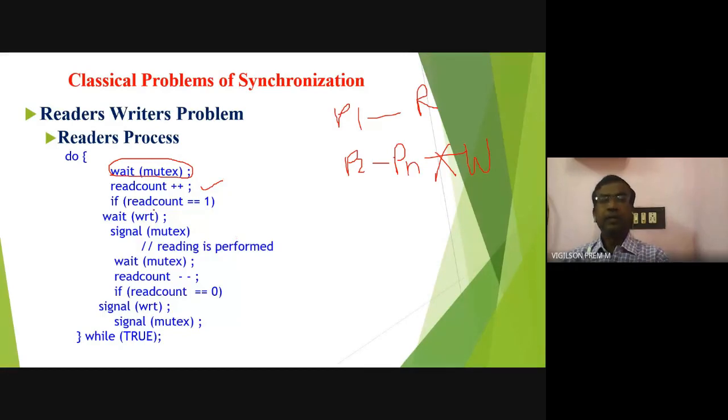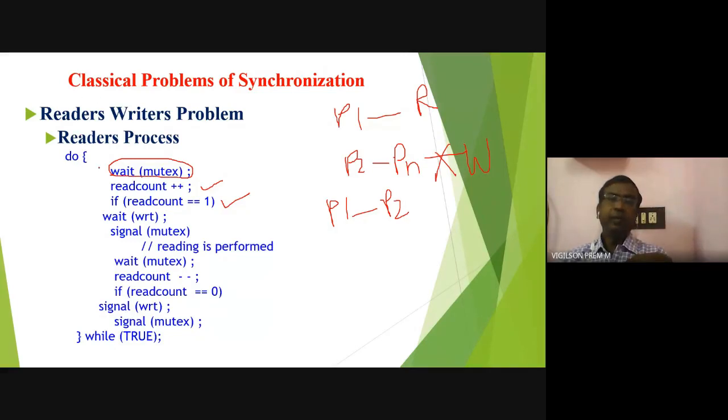Suppose we are talking about only two processes, P1 and P2, that is, 0 and 1. If you are talking about more processes, you can increment the reader count. Now here, if read count is at least equal to 1, wait for writing. The writer should not be allowed. Able to understand? At least one person is going to read the value, so you cannot write. So I am asking the writer process to wait.